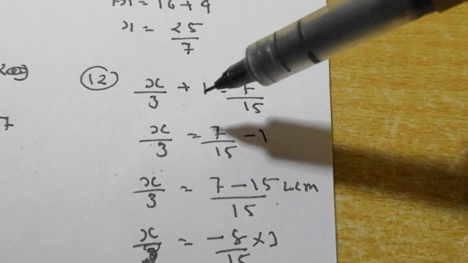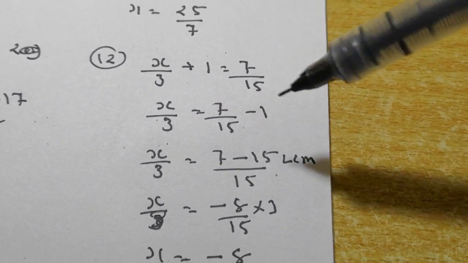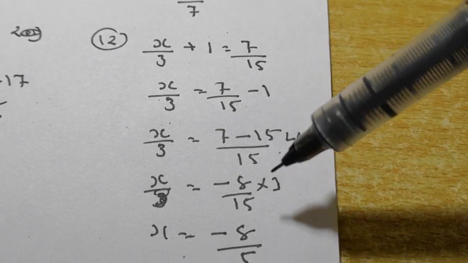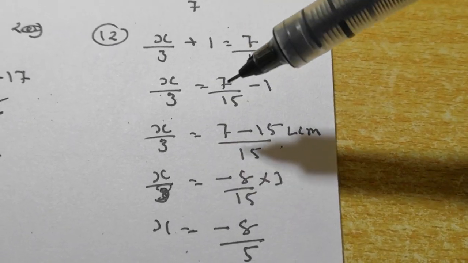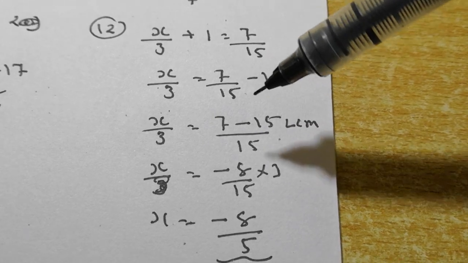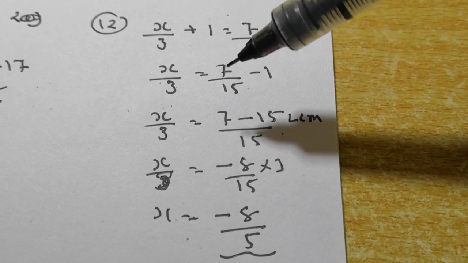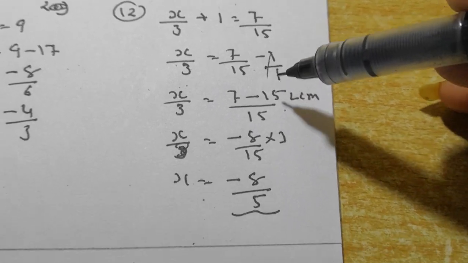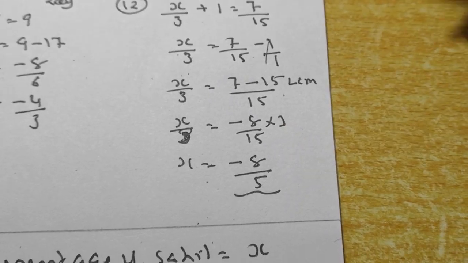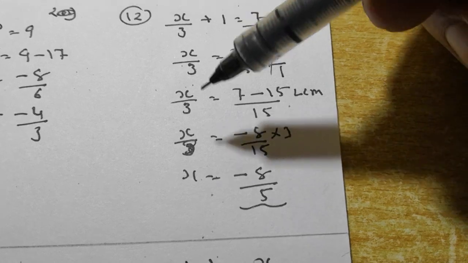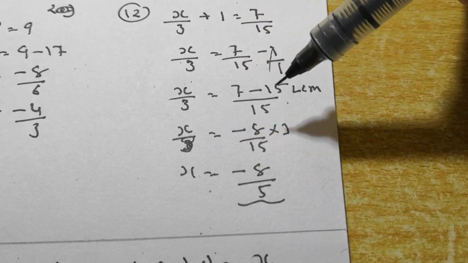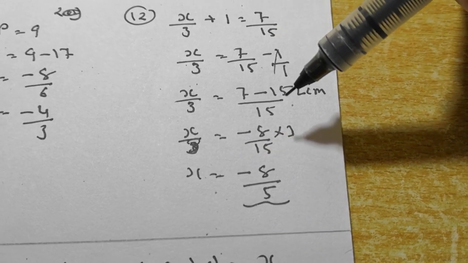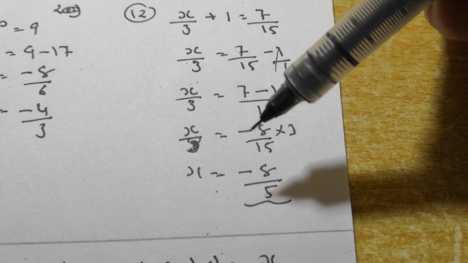x upon 3 plus 1 is equal to 7 upon 15. So plus 1 is shifted to the right hand side as minus 1. So x upon 3 is equal to 7 upon 15 minus 1. Now taking LCM, 15 is there. Here the denominator becomes 1, so 1 15s are 15. So 15 multiplied by minus 1 is minus 15. So x upon 3 is equal to 7 minus 15 upon 15. Okay, so 7 minus 15 is minus 8.